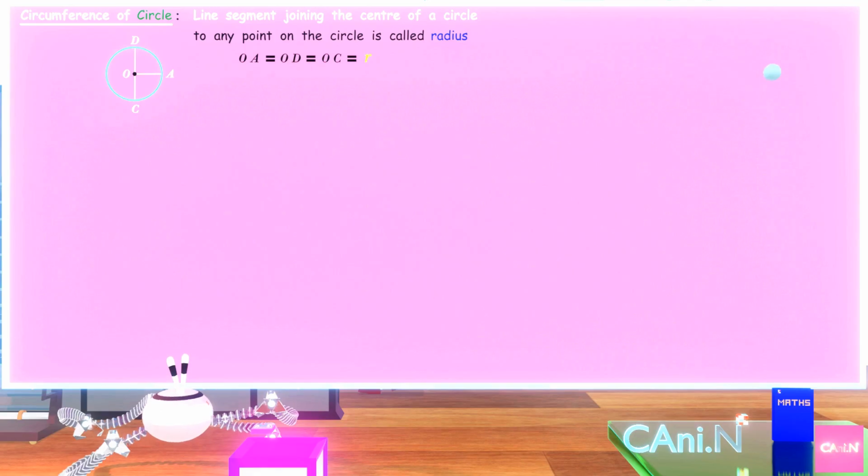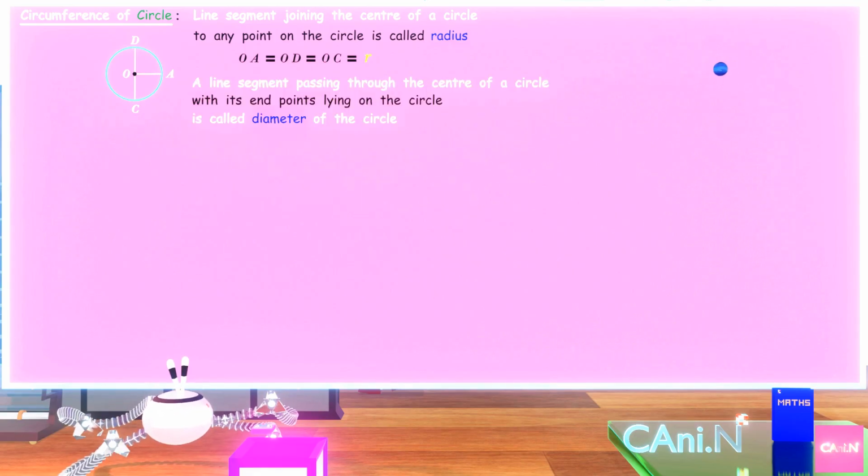Circumference of circle. A line segment joining the center of a circle to any point on the circle is called radius. And a line segment passing through the center of a circle with its endpoints lying on the circle is called diameter of the circle. So, DC equals diameter. Also, from figure, DC equals OD plus OC. So, diameter equals 2r. The perimeter of a circle is called its circumference, and is denoted by C.